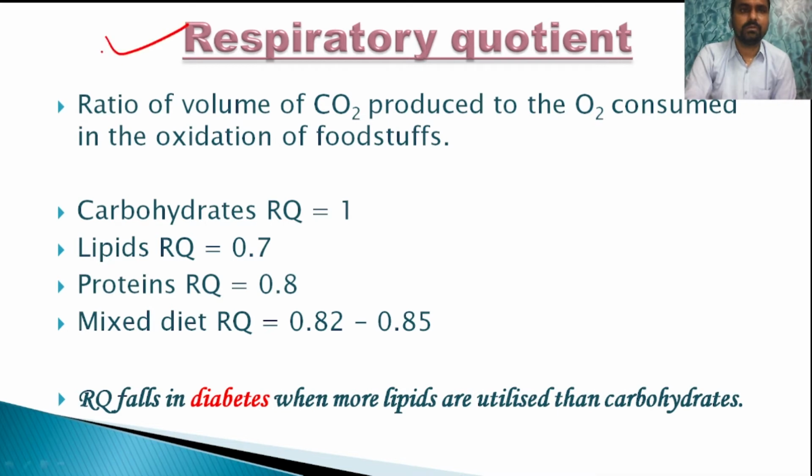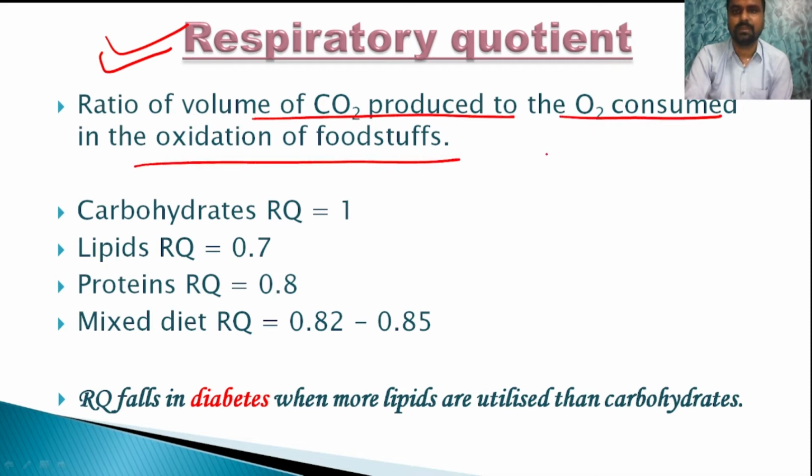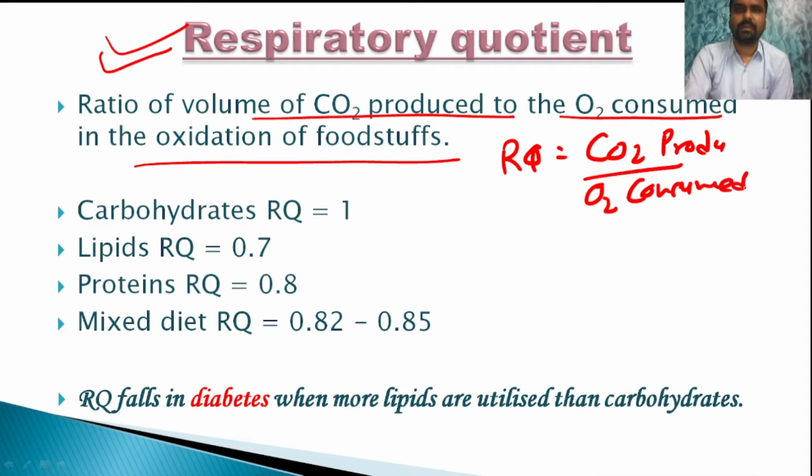Now another terminology, what is respiratory quotient? It is the ratio of volume of CO2 produced to the oxygen consumed in the oxidation of foodstuff. So RQ is equal to CO2 produced divided by oxygen consumed. For carbohydrate, the respiratory quotient is 1. For lipid, it is 0.7. For protein, it is 0.8.